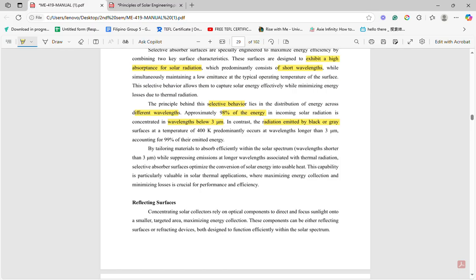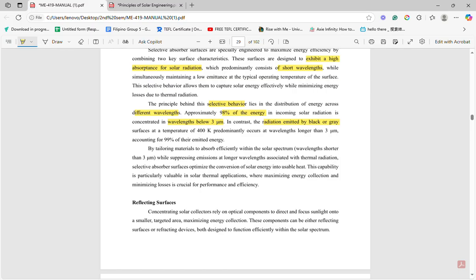To have high absorptance in the visible spectrum, as we have checked earlier, that is where most solar energy is, at the visible spectrum. Whereas we also need to have low emittance in the infrared spectrum to reduce heat loss.